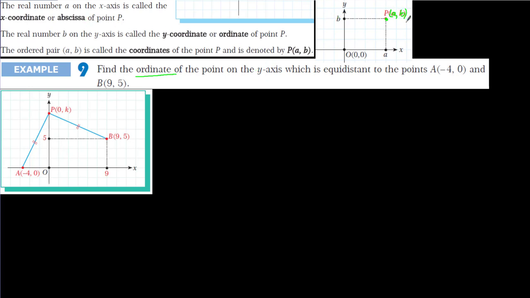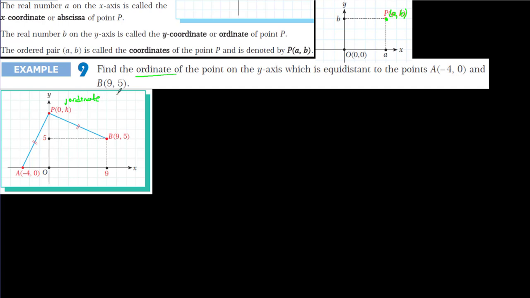But the value a is called abscissa, x-coordinate or abscissa, and y-coordinate or ordinate. So the name of the x value in the coordinate plane we can call abscissa, and the y value we can call ordinate. So find out the ordinate means here find the y value. Here this is the ordinate.